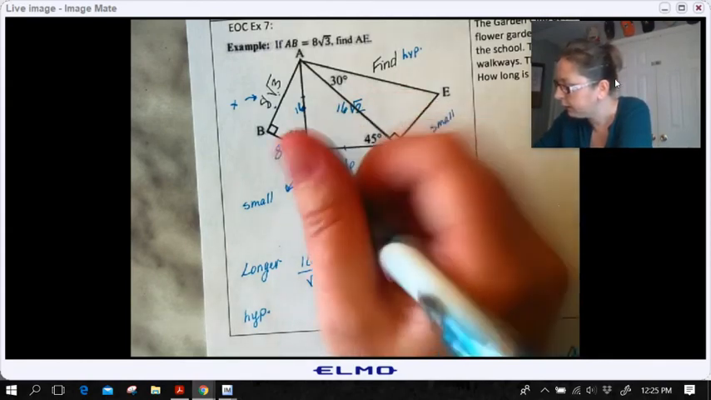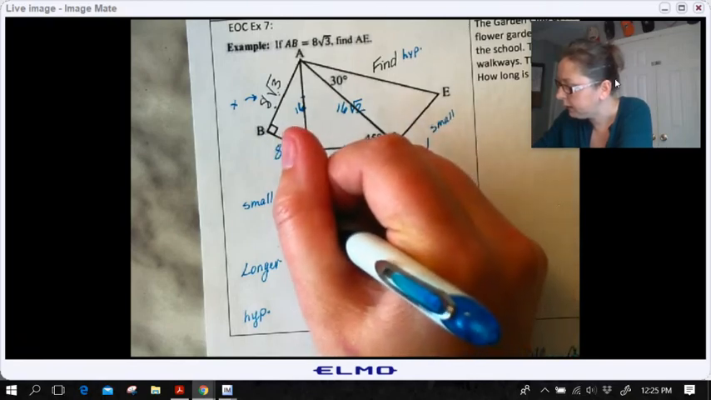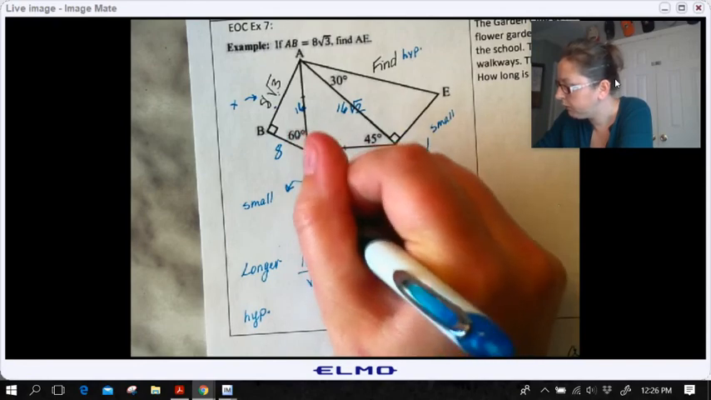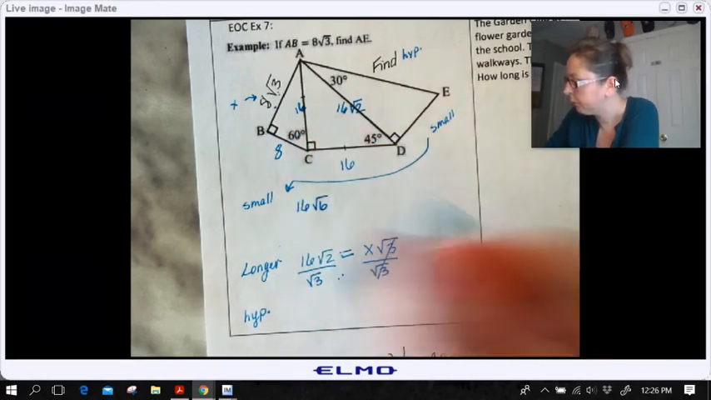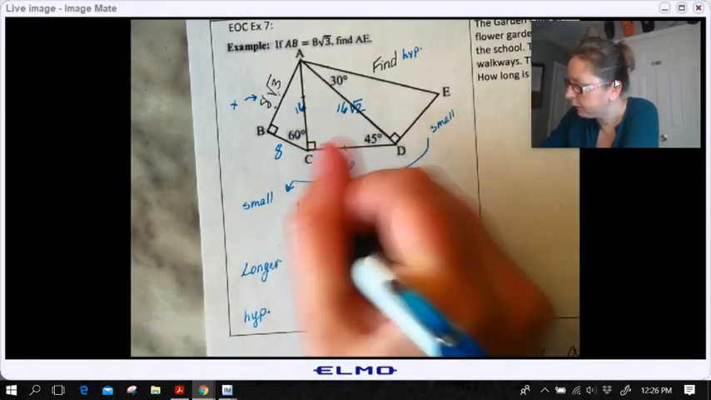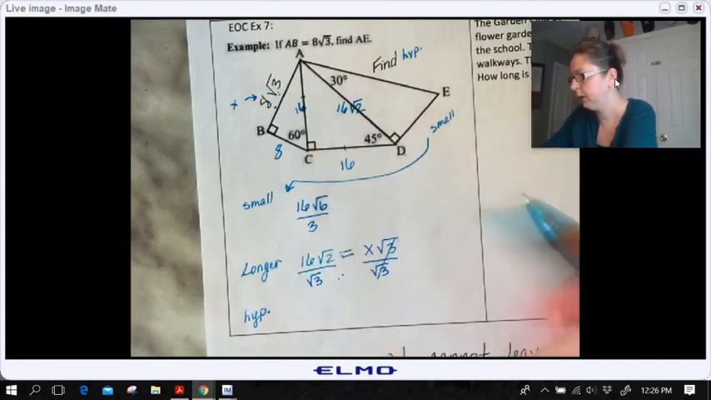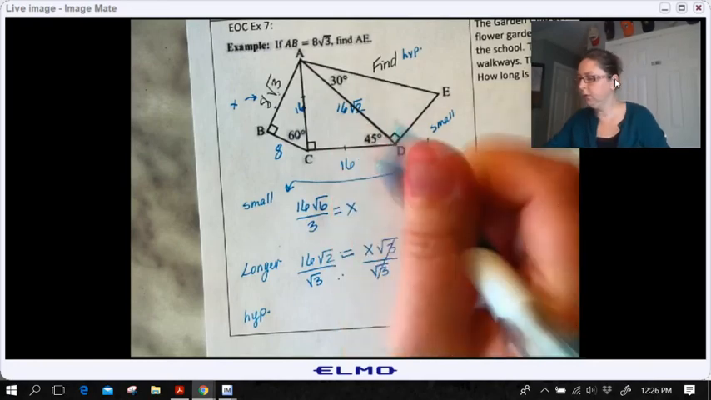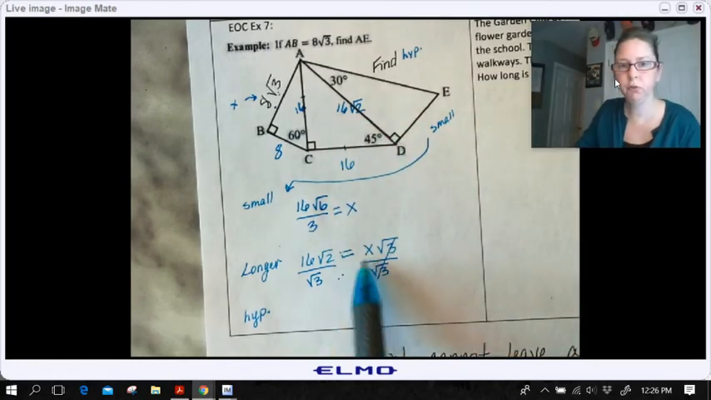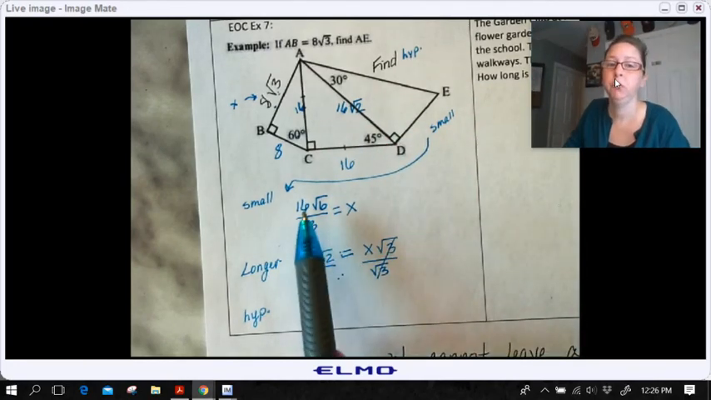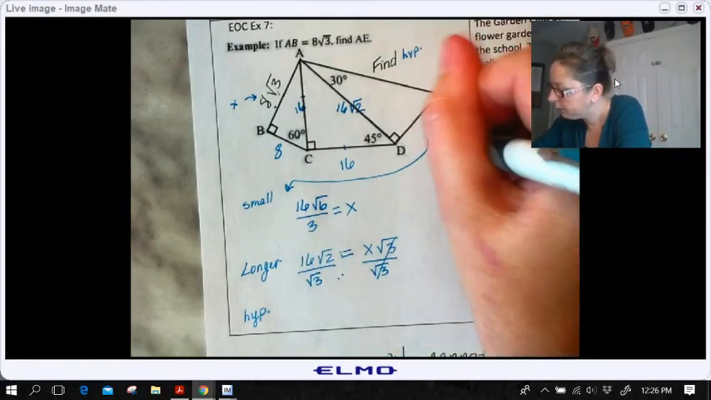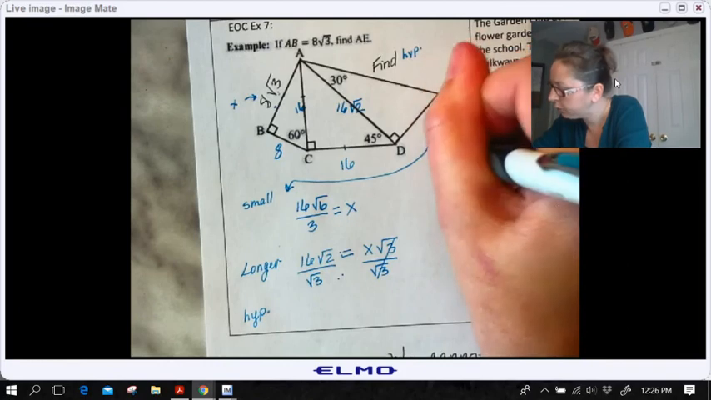And so what I will end up with is, let's see, 16 square roots of 6 divided by 3. Okay, divided by 3. So this is what the small side equals, because I solved it for just what is x. So this is x. 16 square roots of 6 over 3.